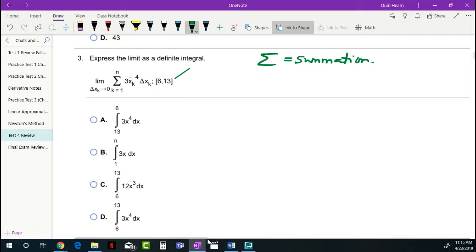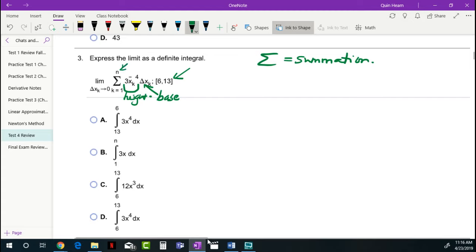Okay, I'm going to skip number 2 because if you look over here, there's already an example similar to number 2 to help you out with that one. And I'm going to move on to number 3. So for number 3, it's called a Riemann Sum, basically.